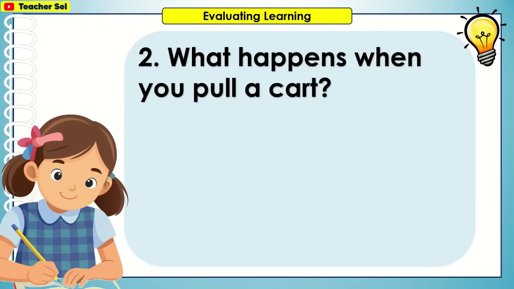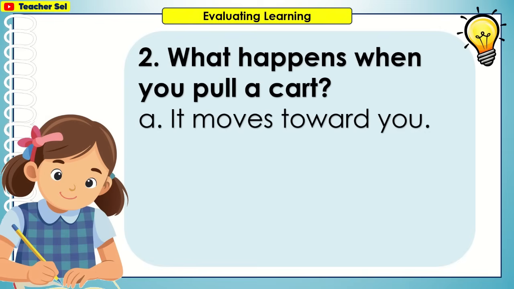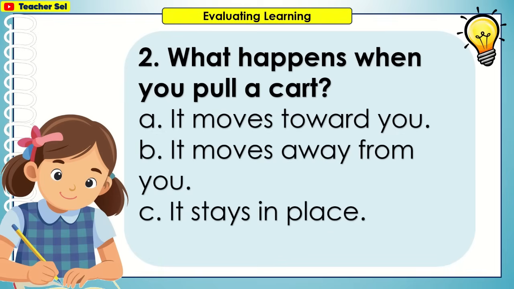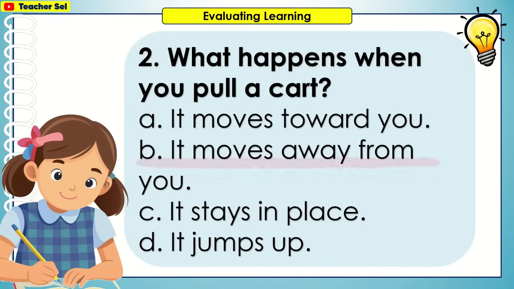What happens when you pull a card? A. It moves toward you. B. It moves away from you. C. It stays in place. D. It jumps up. The answer is A. It moves toward you.